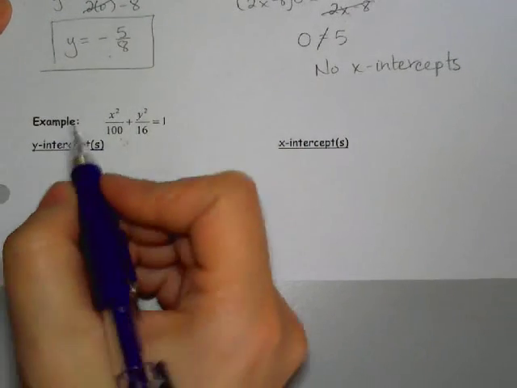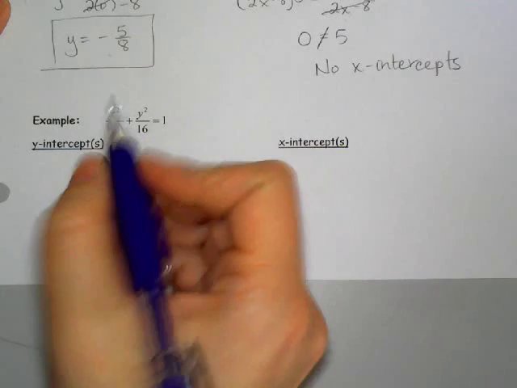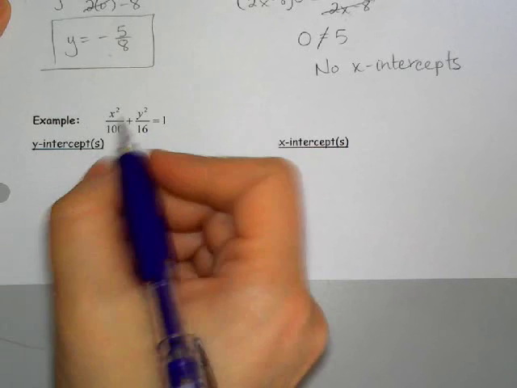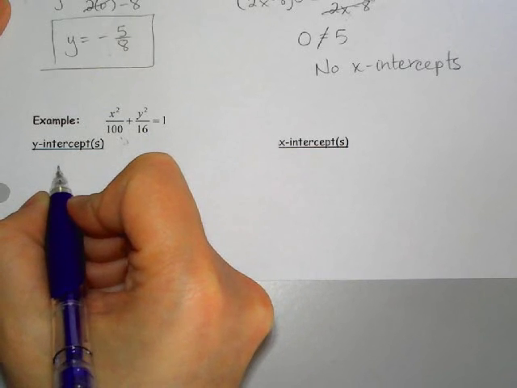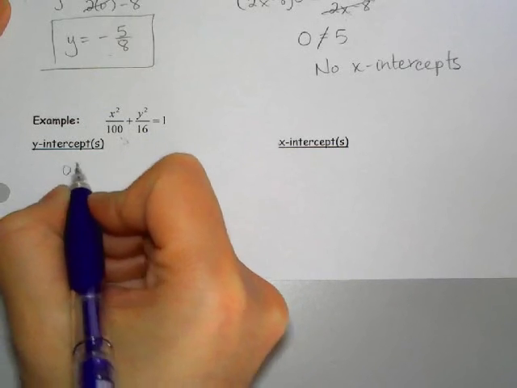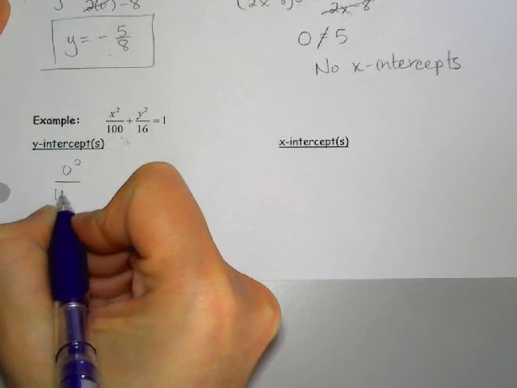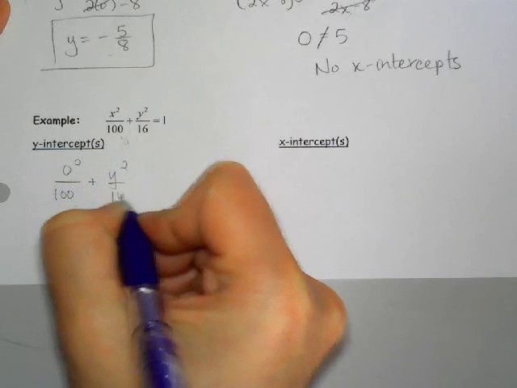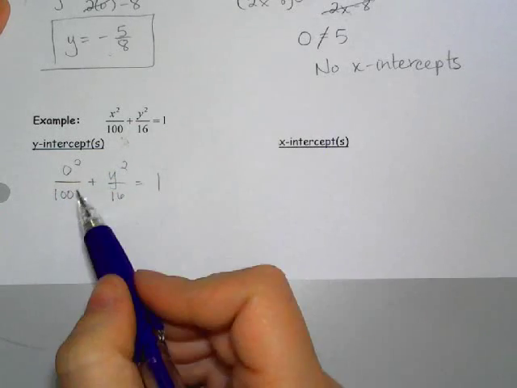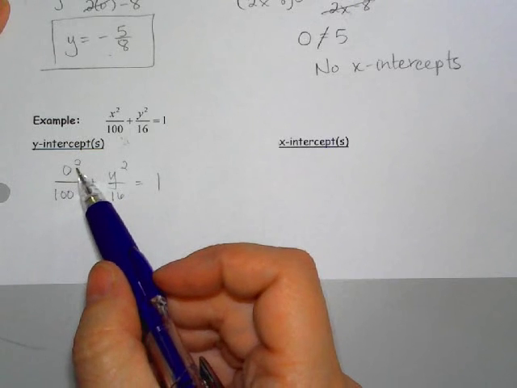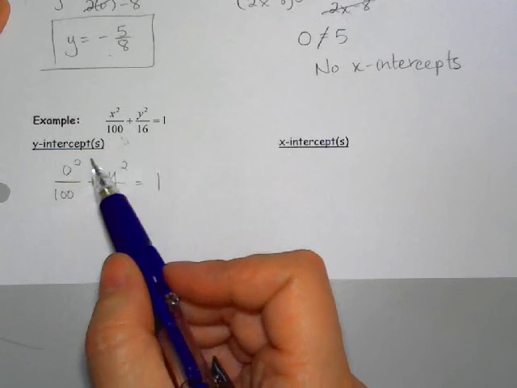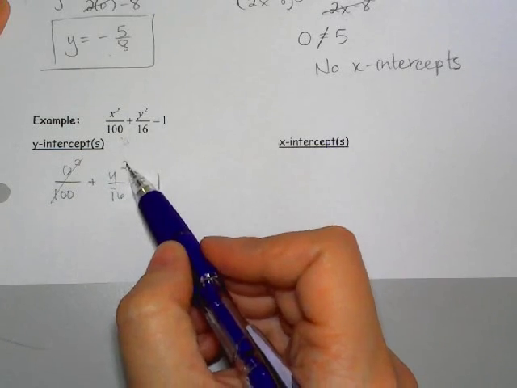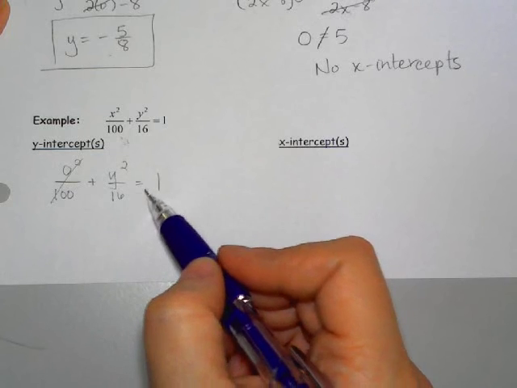The process is still going to be the same. So I have x squared over 100 plus y squared over 16 equals 1. For my y-intercepts, I'm going to put in 0 for x. 0 squared is going to be 0, divided by 100 is still going to be 0. So what I'm left with is y squared over 16 equals 1.